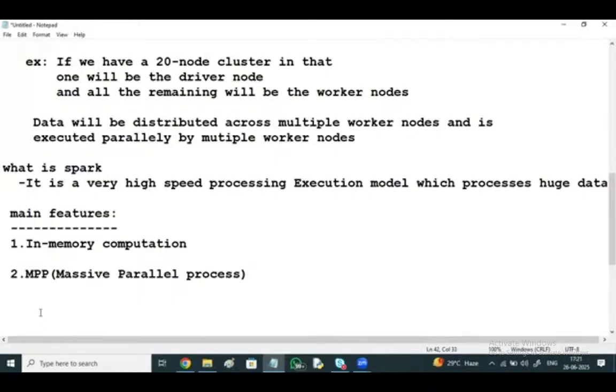Massive parallel processing, and in-memory computation: storage and processing, both happening within the memory level. So what do you mean by in-memory? Within the memory only, storage happens; within the memory only, processing happens. Both happening within the memory level.